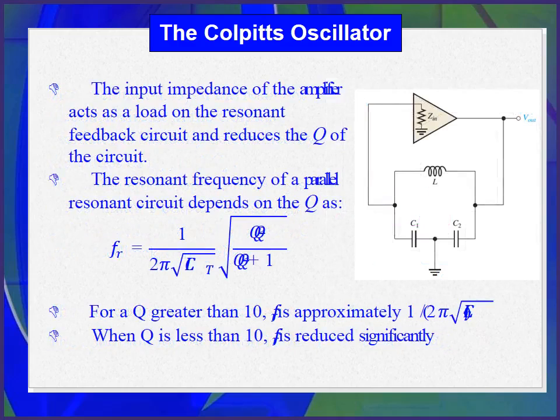So this is the resonant frequency of a parallel resonant circuit, which depends on the Q value. The resonant frequency is given as 1 by 2 pi root of LCT into square root of Q squared divided by Q squared plus 1. As a rule of thumb, for a Q greater than 10, the frequency is approximately equal to FR equals 1 by 2 pi root of LCT. When Q is less than 10, however, the resonant frequency is reduced significantly.